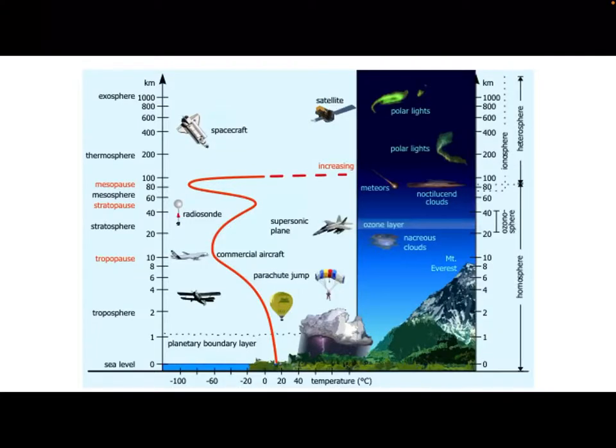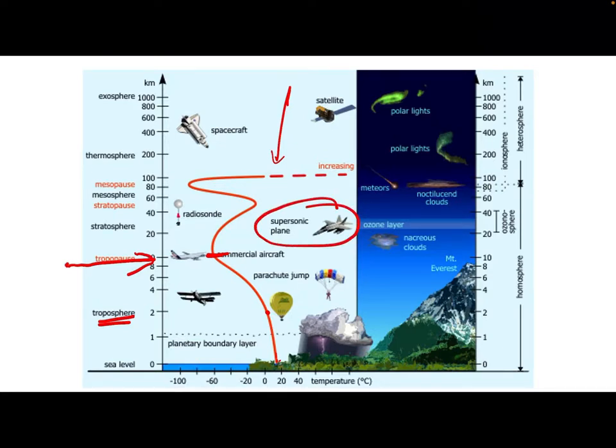This is the temperature line, the red line. Till here is the troposphere, where it is decreasing, and till the tropopause the dip in the temperature was very rapid. Commercial flights are till here, almost till the tropopause, not more than that. But the supersonic planes and jet fighters are in the stratosphere.